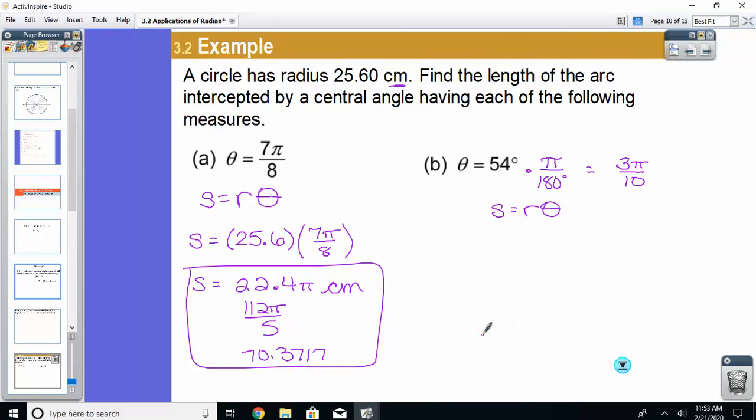I like to always write out what formula I'm using. Later in this chapter, we're going to have a few other formulas as well. So it's good practice, and it helps me a lot if I'm following your work, if I just know what formula you're plugging things into. So I'm just using S equals R theta. My radius is still 25.6. Theta, 3 pi over 10.